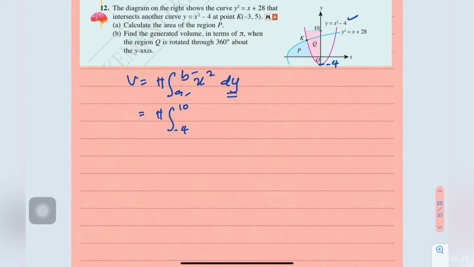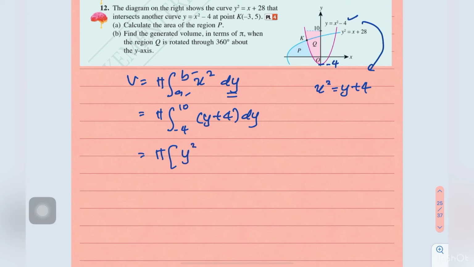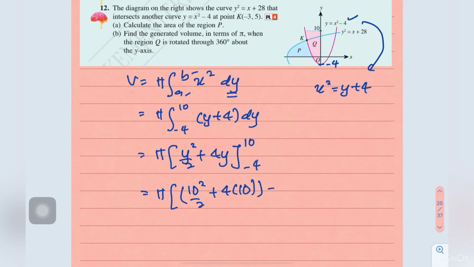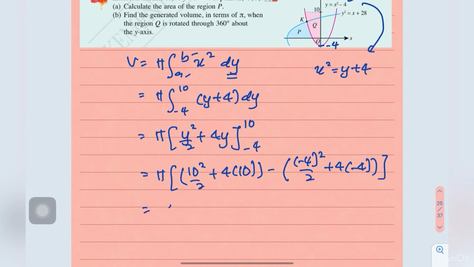For x squared, we need to make x squared the subject. So x squared equals y plus 4, so we integrate y plus 4 dy. Integrating, it becomes y squared over 2 plus 4y, from -4 to 10. Then we substitute 10 squared over 2 plus 4 times 10, minus (-4) squared over 2 plus 4 times -4. So the final answer will be 98 pi unit cubed.